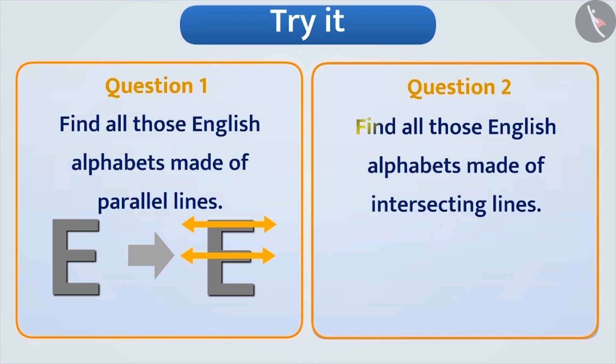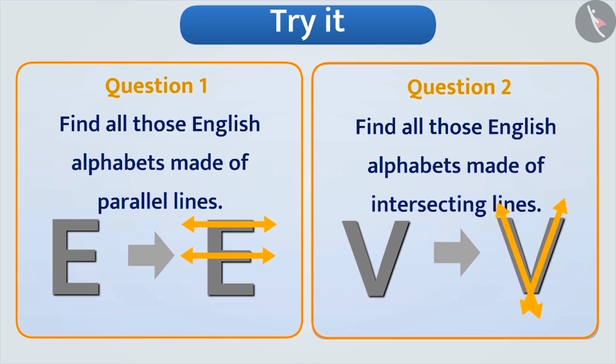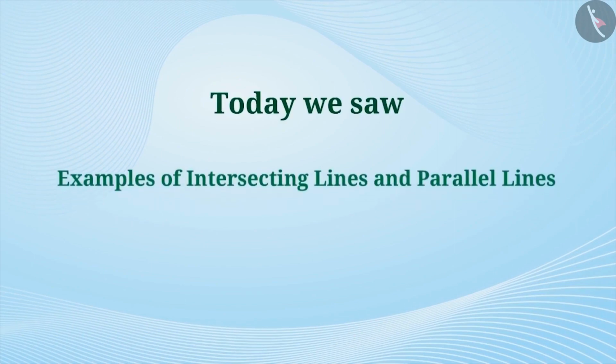Question 2. Find all those English alphabets made of intersecting lines. Like for example, the alphabet V. On extending the lines, they intersect. Hence, it is made of intersecting lines. Today in this video, we saw a few examples of intersecting lines and parallel lines. In the next video, we will clear some of the misconceptions related to them.